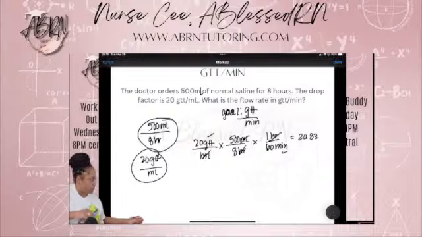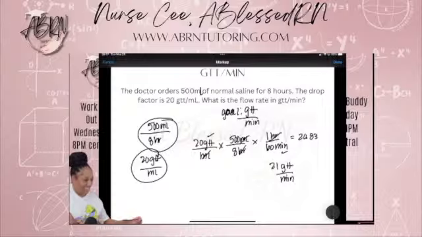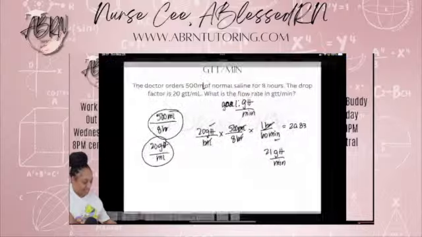Nearest whole number, 21. 21, okay, 21 drops per minute. Alrighty, moving on.